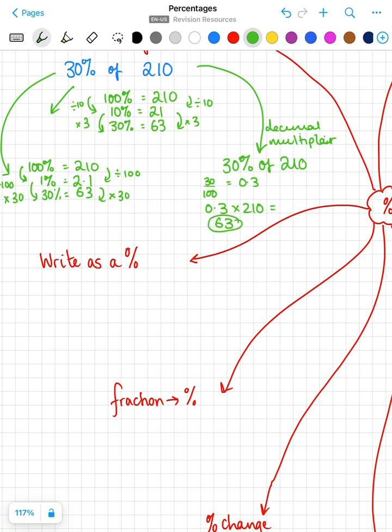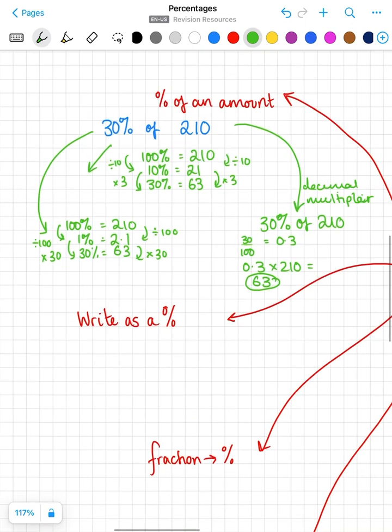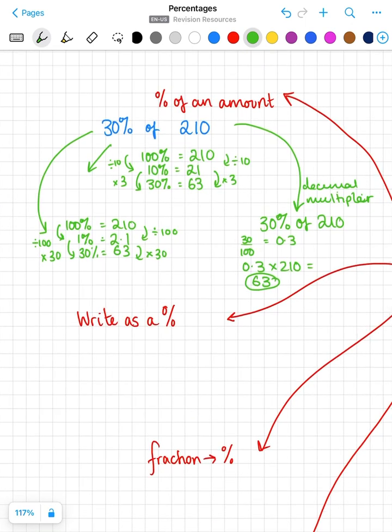So if you know your percentage, we divide it by 100 to get it as a decimal, and it's that you multiply by your value. So there are 3 ways in which we can find percentage of amounts. I'm going to be focusing a lot on using this theory for the rest of the questions.